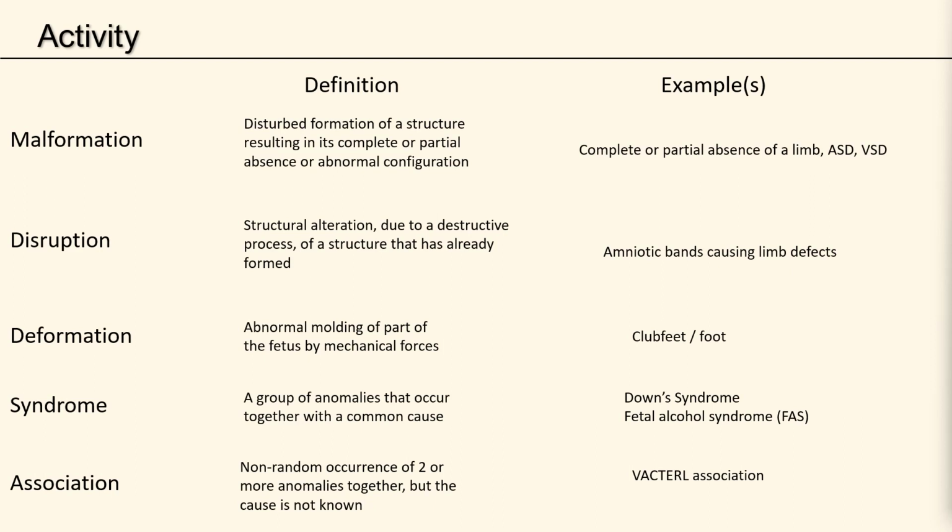Deformation is the abnormal moulding of part of the fetus by mechanical forces, and this can be seen within the club foot. A syndrome is a group of anomalies that occur together with a common cause. This can be seen in Down syndrome, or one that we're going to take a closer look at today, fetal alcohol syndrome. An association is a non-random occurrence of two or more anomalies together, but the cause is not yet established, and this can be seen in VACTERL association.